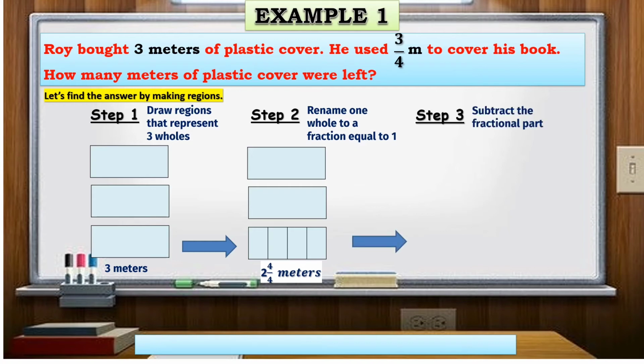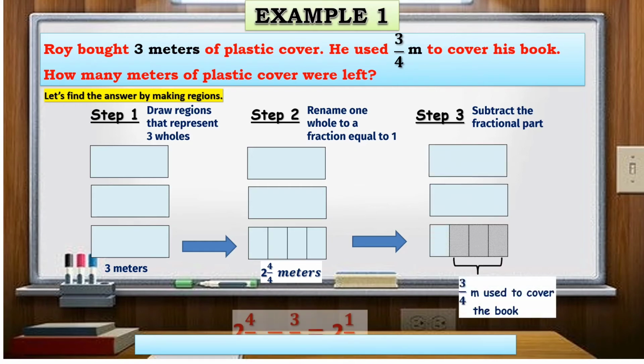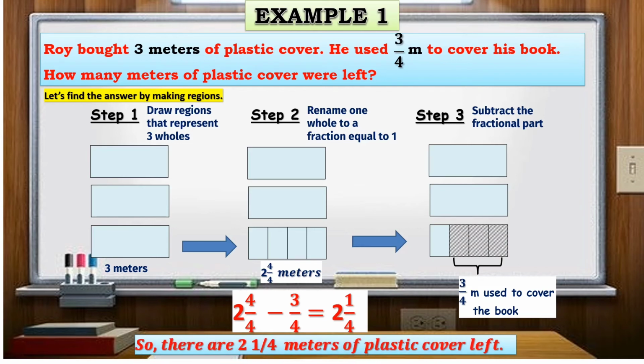Now we can proceed to subtraction. Subtract the fractional part, which is 3/4. So our number sentence is 2 and 4/4 minus 3/4 is equal to 2 and 1/4. So there are 2 and 1/4 meters of plastic cover left.